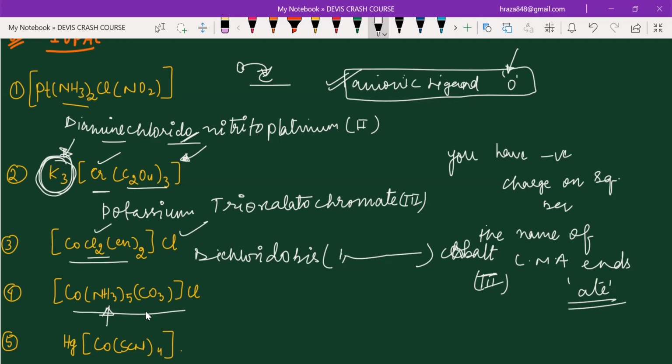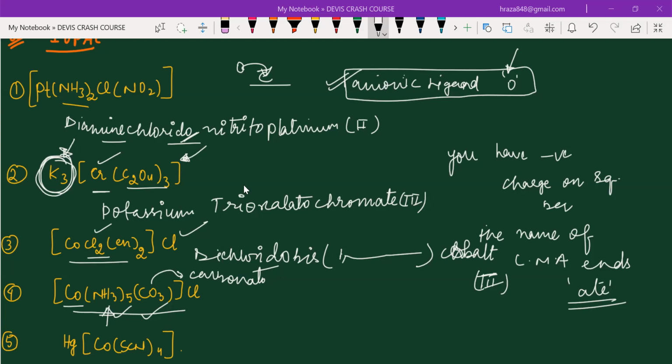I'm going to tell the name, pentamine carbonato. This is carbonate, CO3 minus. So the name ends with carbonato, O, right? Carbonato, then cobalt, and then cobalt 3, right? Wait a minute. No, I got cobalt 7 in 9. Sorry, 4 to 9.